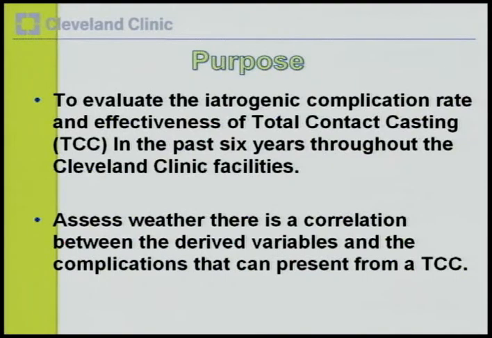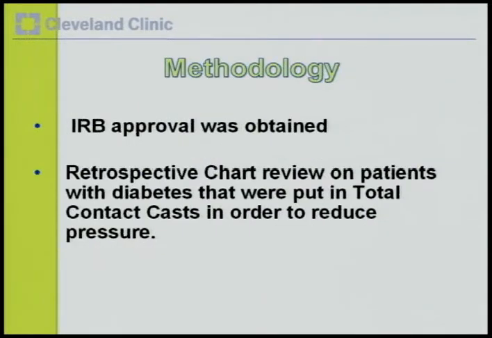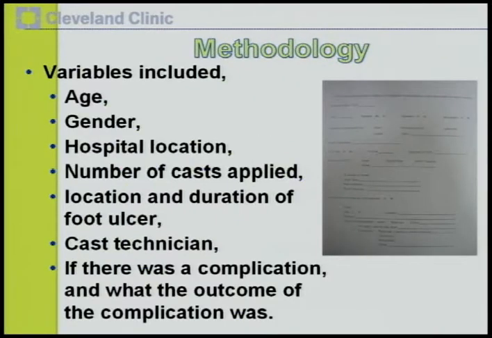The purpose of this study was to evaluate the iatrogenic complication rate and effectiveness of total contact casting in the past 6 years throughout the Cleveland Clinic facilities, and to assess whether there is a correlation between the derived variables and the complications that can present from total contact casts. For methodology, we obtained IRB approval and performed a retrospective chart review on patients with diabetes that were put in a total contact cast in order to reduce pressure. The variables included were age, gender, hospital location, cast technician, number of casts applied, location and duration of foot ulcer, if there was a complication, and what the outcome of that complication was.